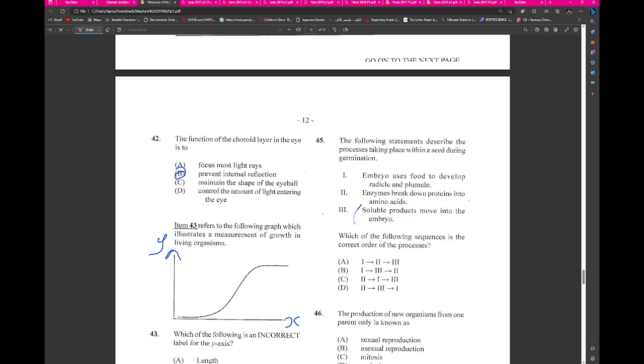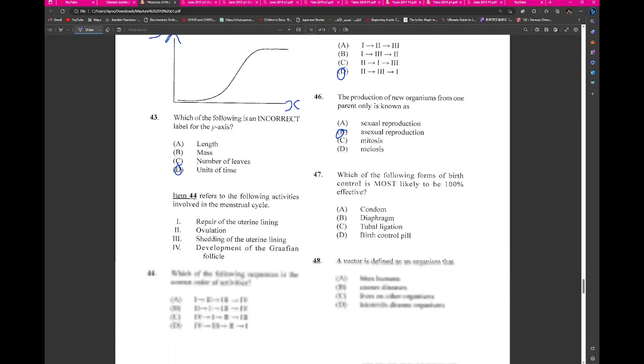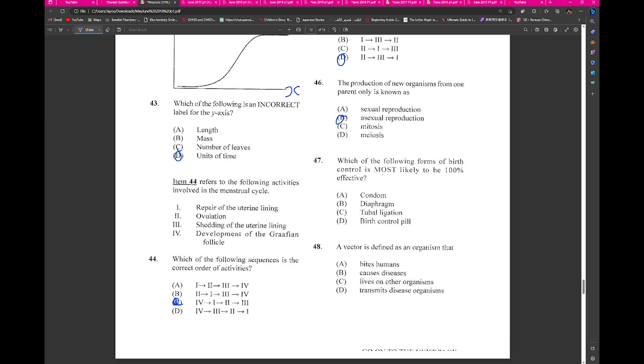So soluble products move into the embryo. Then I see something. First, the enzymes have to break it down. So enzymes break down the proteins into amino acids. Then the soluble products come in. Then okay, so 2, 3, and 1. The production of new organisms from one parent is known as asexual reproduction. Which of the following forms of birth control is most likely 100% effective? This would be tubal ligation.